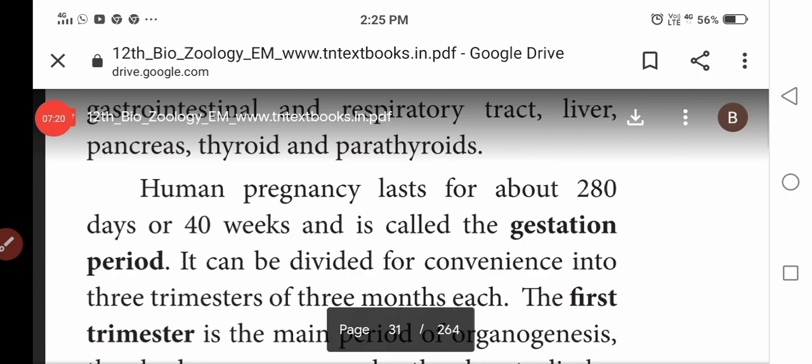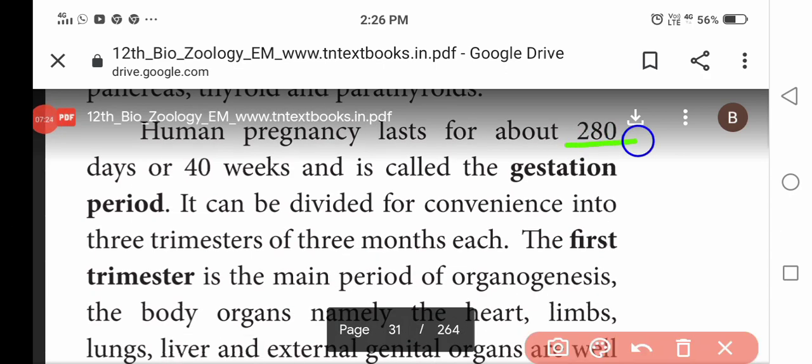So human pregnancy is totally 280 days. So we call it 10 months. Okay, weekly we calculate this as 40 weeks. This is called gestation. We just call it pregnancy, but in the medical field it is called gestation. So for our convenience, it can be divided into 3 trimesters. 3 trimesters means each is 3 months. Okay, 3 months each. Tri means 3.